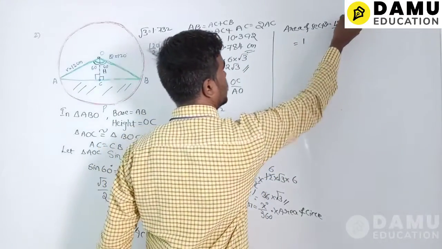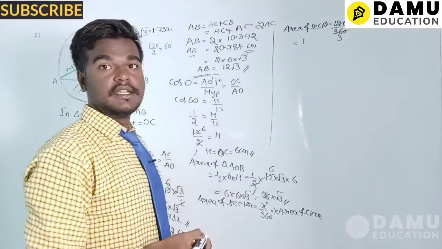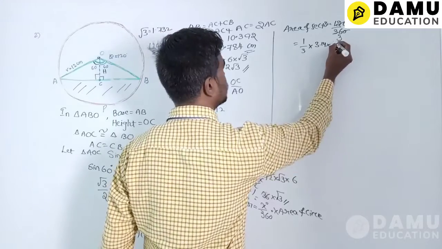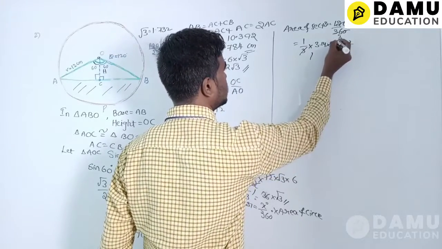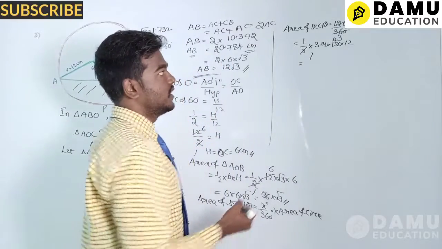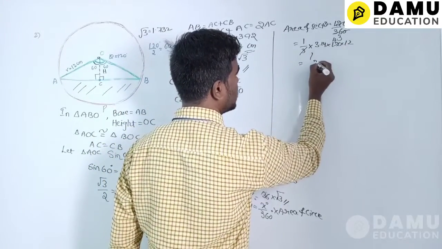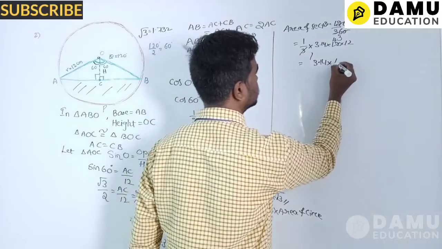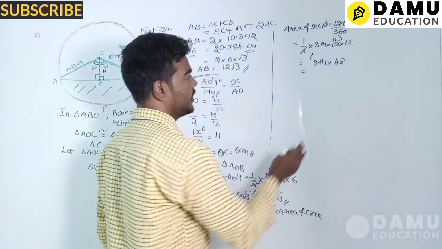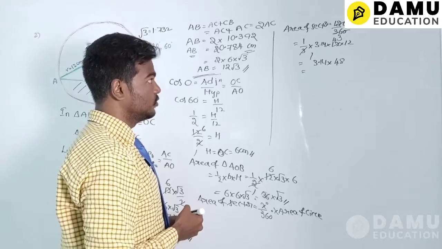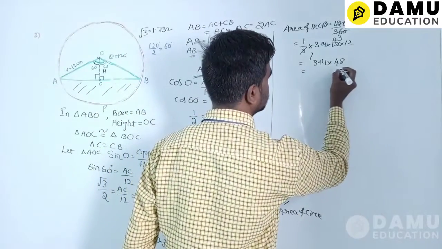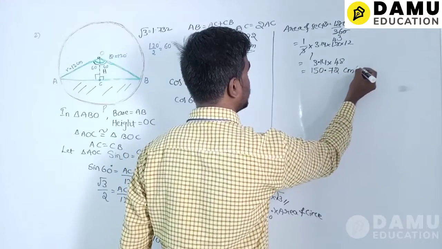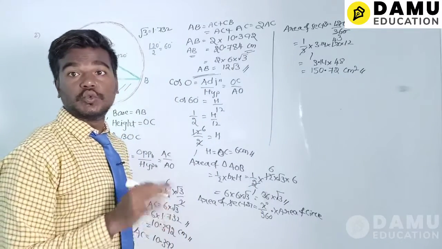So 120 by 360: 12 3s are 36, so 1 by 3 into 3.14 into r square, which is 12 square, 12 into 12. 3 4s are 12, so 12 4s are 48. So 3.14 into 48, let's keep that value. So what is this value? 150.72. This is the area of the sector in centimeter square, 150.72.